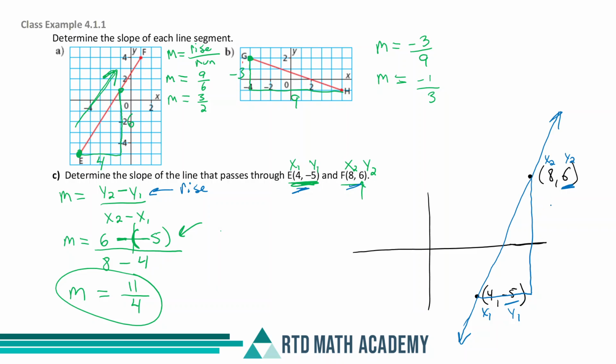And then the bottom part, the run. If I wanted to figure out the distance across the bottom here, what I would do is go 8 minus 4. That would give me the distance there. And that's what we did here. So this part is really just the run.